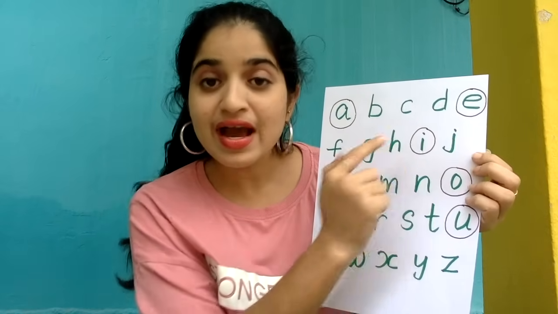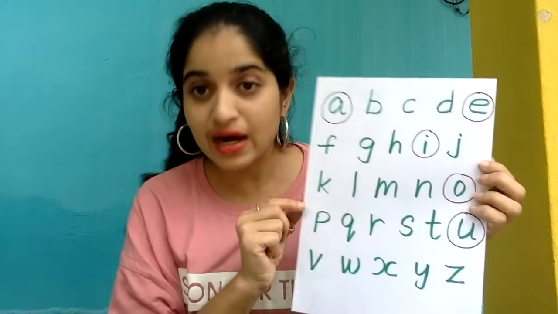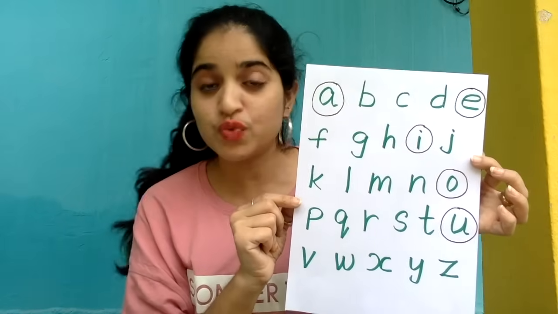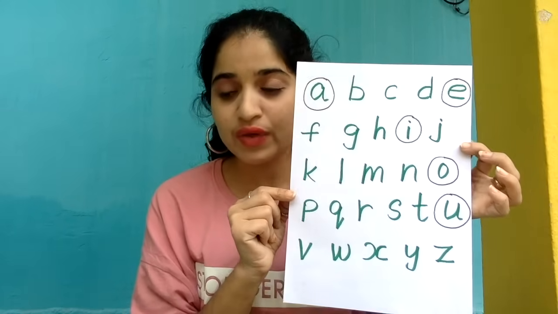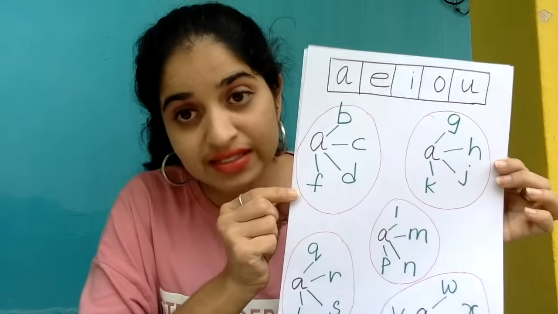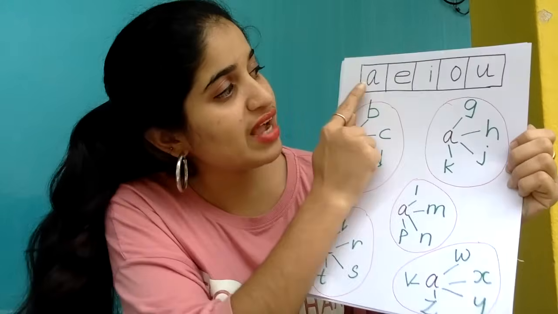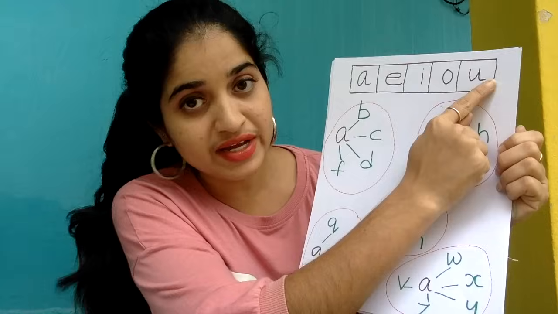A, E, I, O, U are the 5 vowels of English alphabet. Okay, children. A, E, I, O, U are the vowels of English alphabet. We have 5 vowel sounds. Okay. Now, after we introduce them with vowels, this is how we are supposed to teach them the vowel consonant blends.